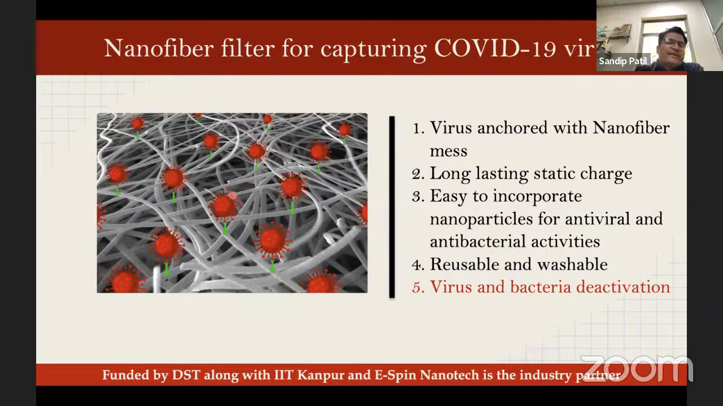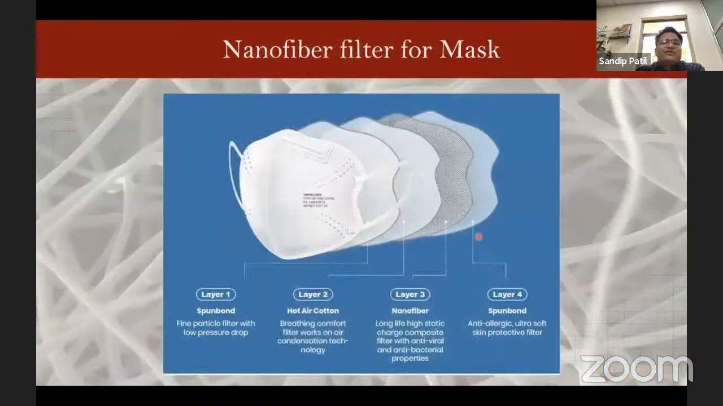This process is very unique. Why is it unique? Because you can add the nanoparticles easily during the process. Otherwise, in the other processes it is very difficult. It is reusable and washable, and it has the capability to deactivate virus and bacteria. So we have created this mask. I must say, this was not created during the COVID time. The mask was created during 2017 and 18.